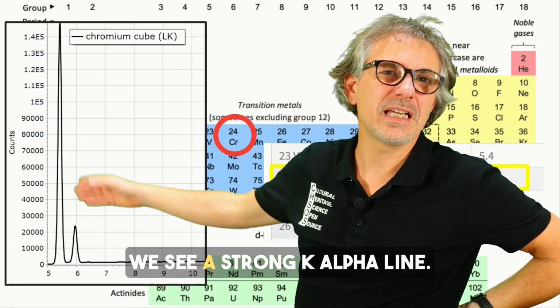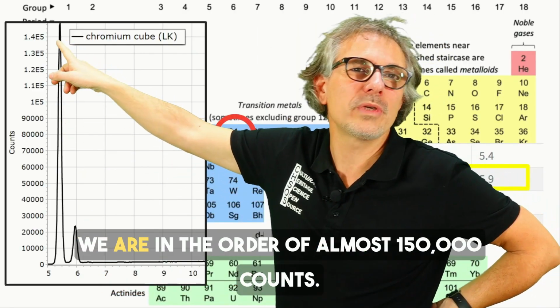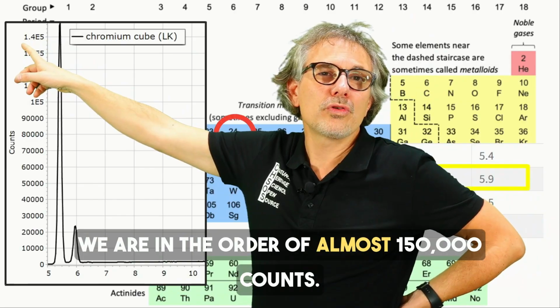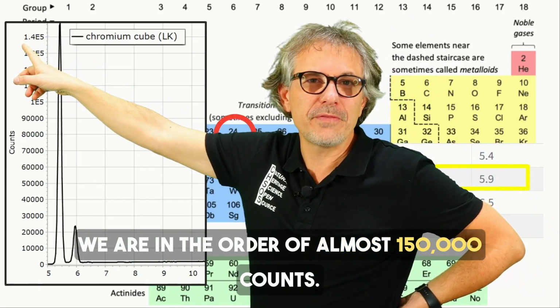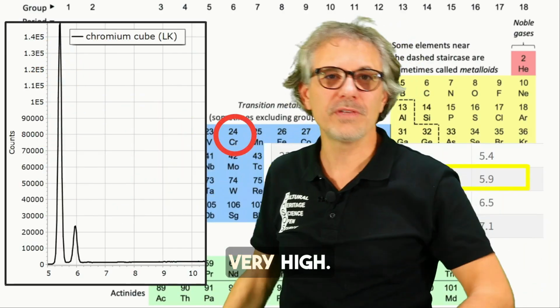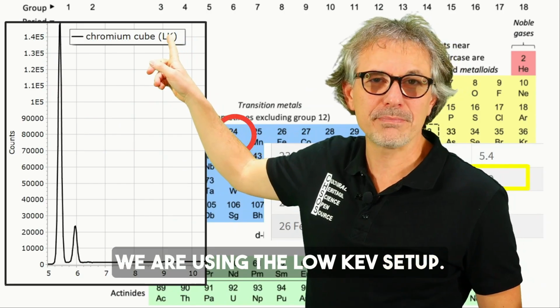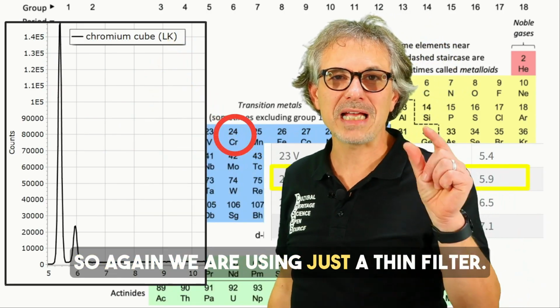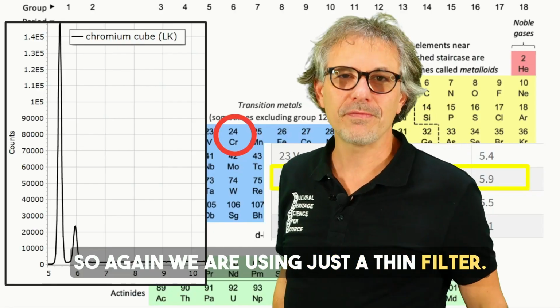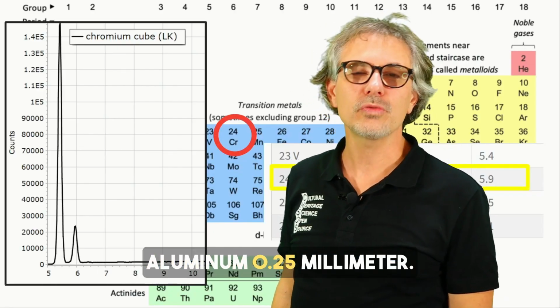We see a strong K-alpha line. We are in the order of almost 150,000 counts, very high. We are using the low keV setup. So again, we are using just a thin filter, aluminum, 0.25 mm.